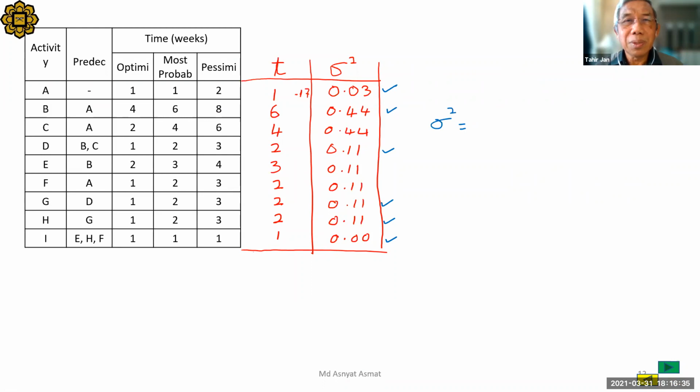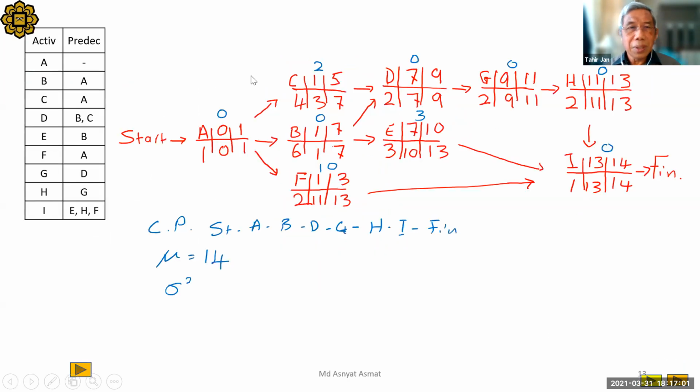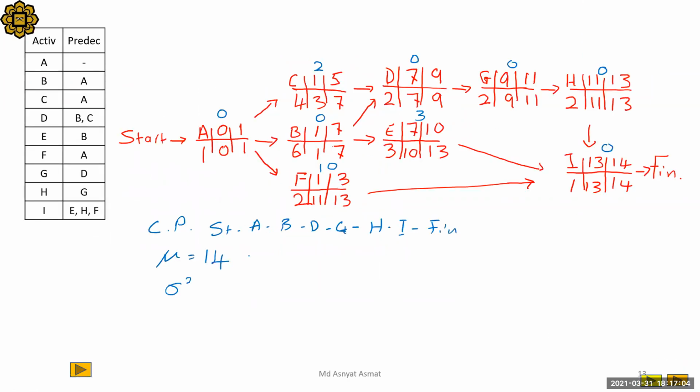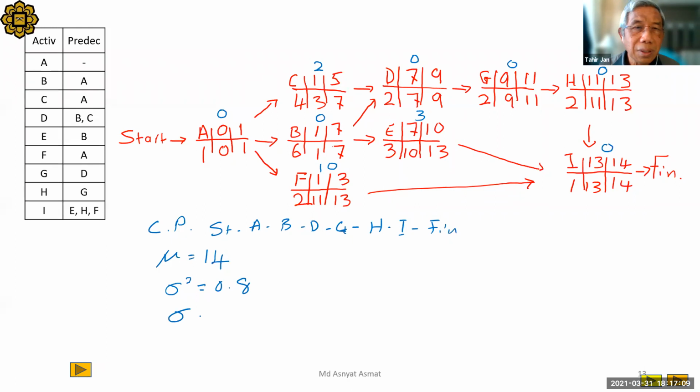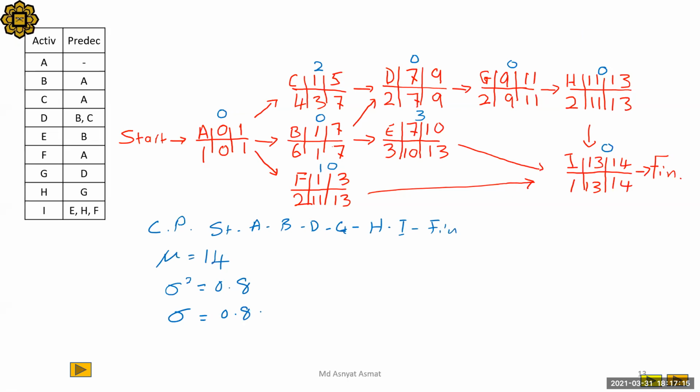0.8. The variance is 0.8. So the standard deviation is 0.8944.